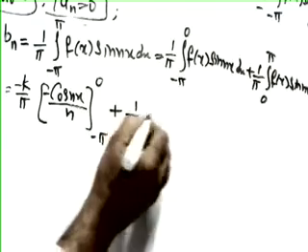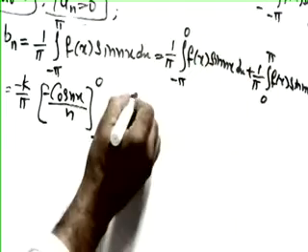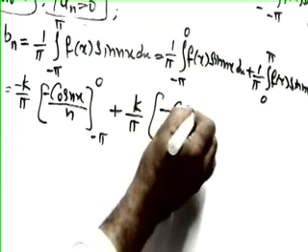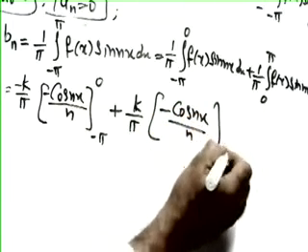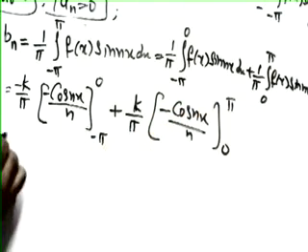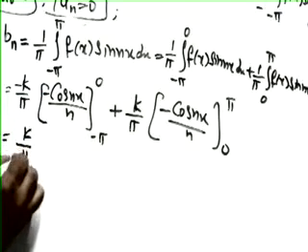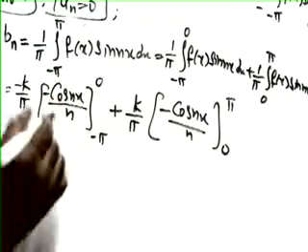Now plus here also 1 by pi. f of x from 0 to pi is k. k is constant, take outside. Integration of sine is minus cos nx by n, 0 to pi. Now we have to substitute upper limit minus lower limit. Take out this minus outside, minus into minus plus k by pi.